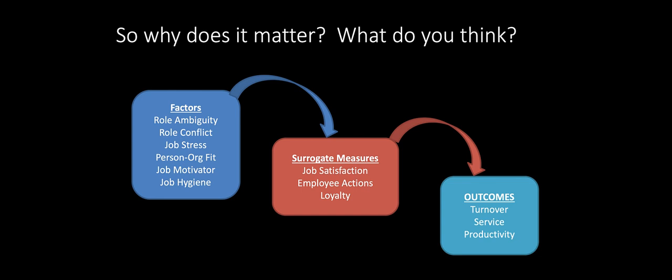We think of these as surrogate measures, things on the pathway to outcomes that we often measure quarterly or annually, things like turnover, productivity, customer service, like how well are we actually serving our customers? So when we put employees through high levels of stress and their job satisfaction goes down, what might that do to turnover? If their job satisfaction drops, are they more likely to leave the job? Are they more likely to provide poor service to your customers? Is their productivity going to go down? Thinking about that is how we're trying to understand what all of these things have to do with the end result that you're trying to achieve for your organization.